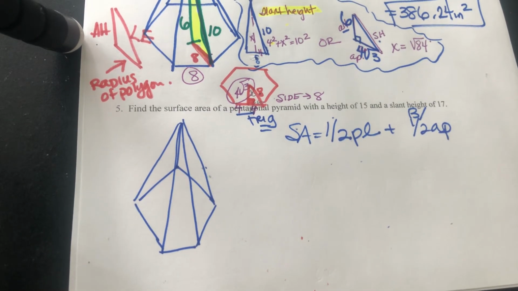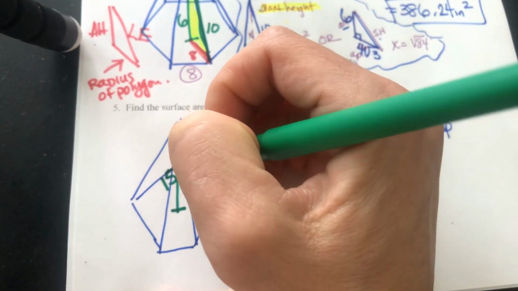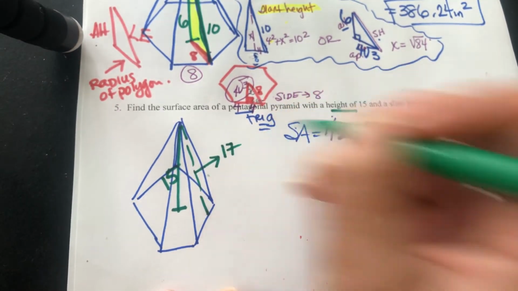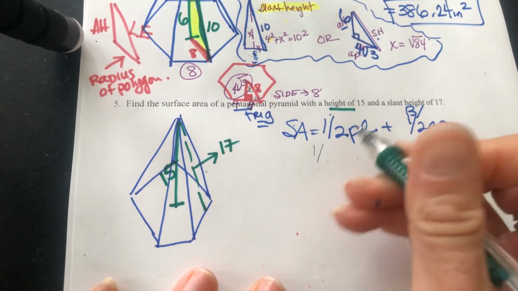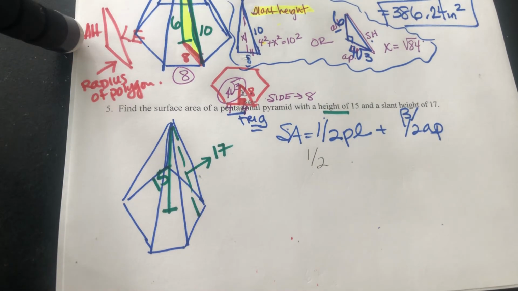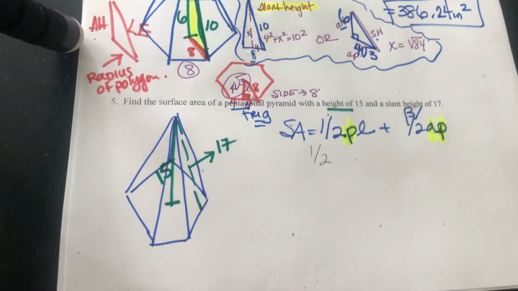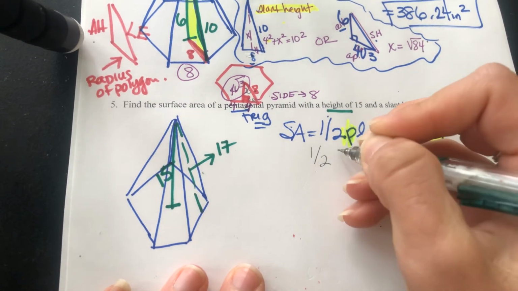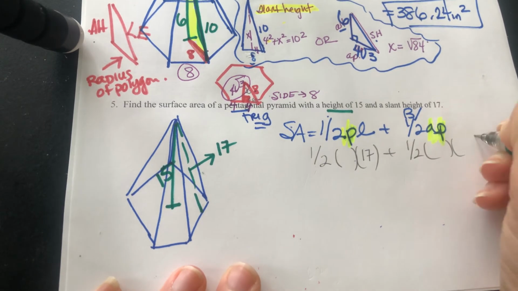Put our numbers in. We have now still a height. Height is here of 15. Slant height. I gave you guys the slant height. Slant height is 17. All right, let's put the pieces we know. 1/2. I do not know P, and I do not know A or P. So all I know is slant height. Slant height is 17. Gotta find the perimeter. Gotta find this, gotta find that.